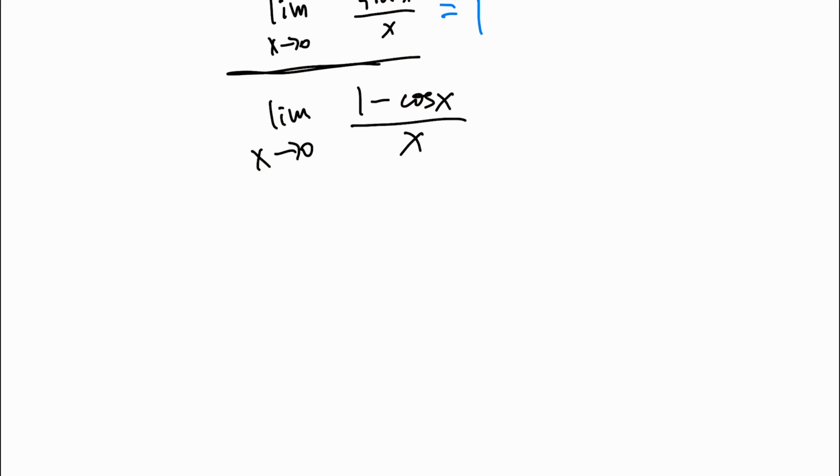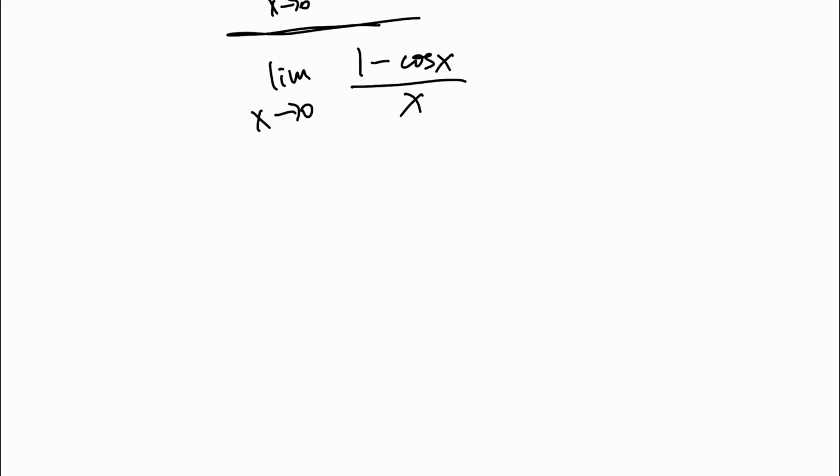In that case, we can try to do some limit operations. So 1 minus cosine of x, how can we manipulate it? Well, we can try to multiply by something, because 1 minus cosine x kind of looks like half of a difference of squares. So we can multiply top and bottom by 1 plus cosine of x.